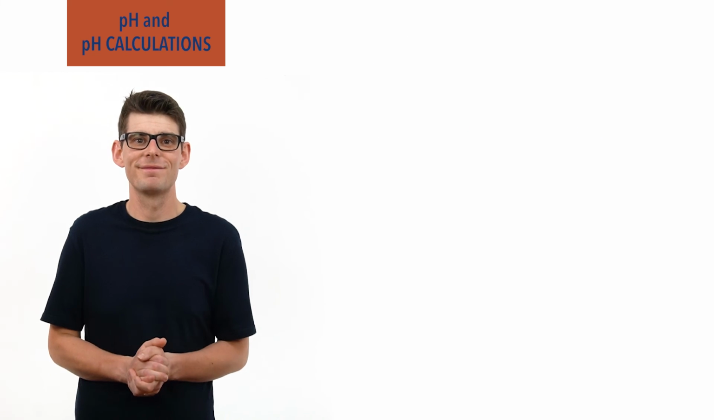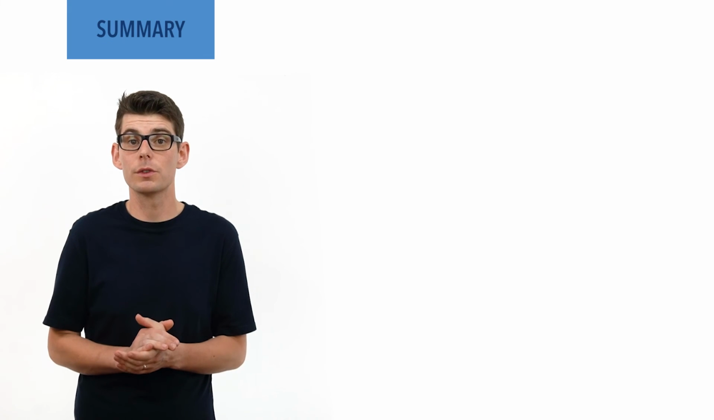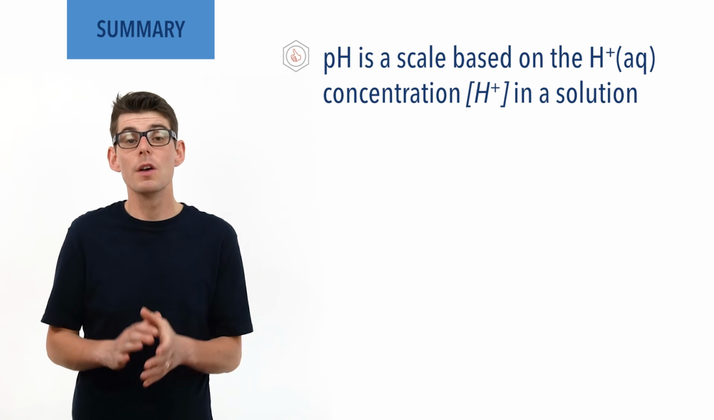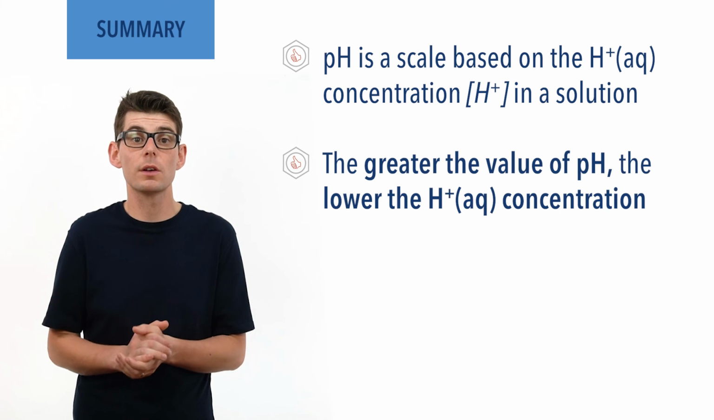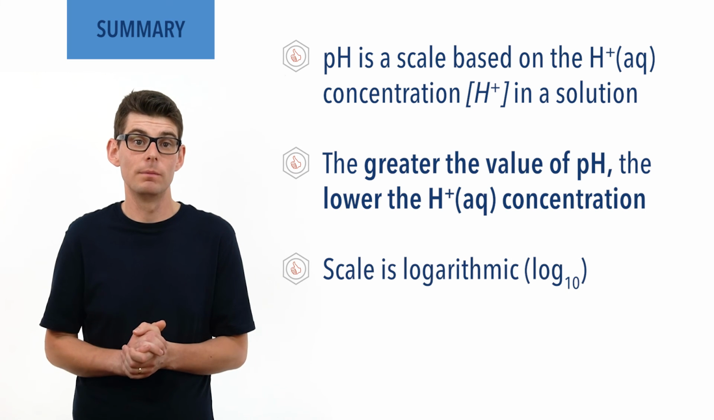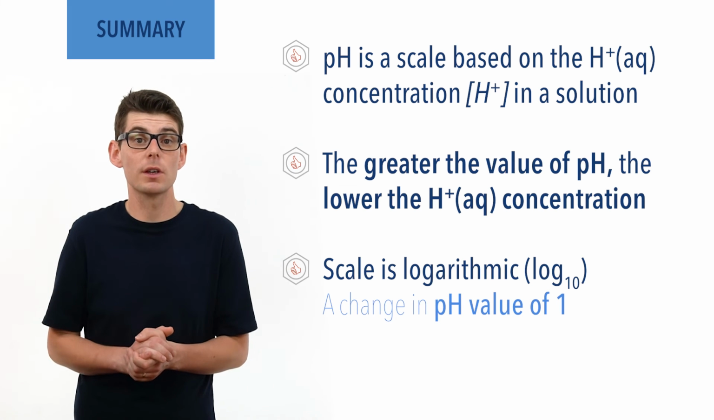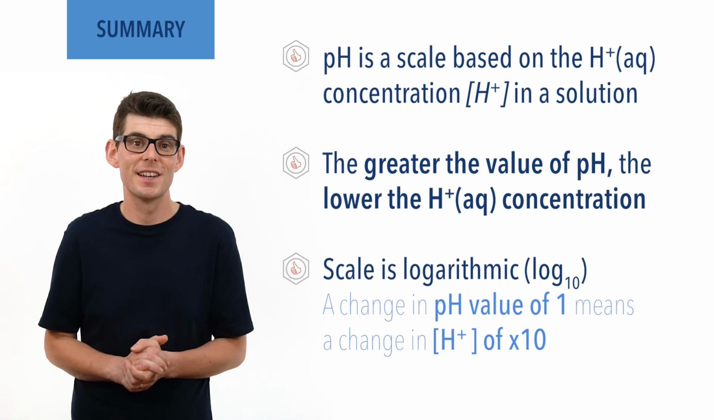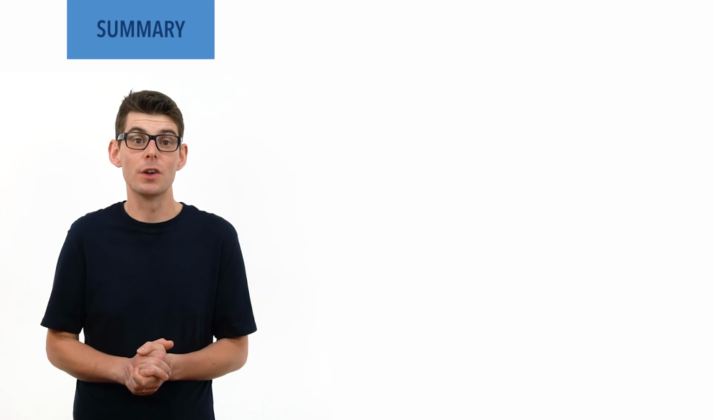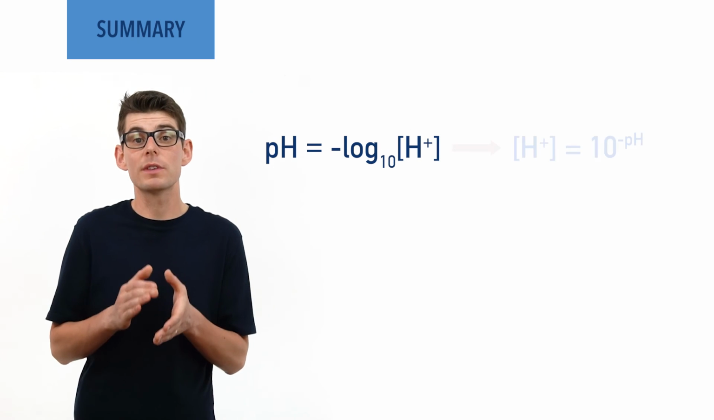So, to summarize, pH is a scale used to represent the concentration of H+ ions in a solution. The greater the value of pH, the smaller the concentration of H+ ions in the solution. The scale is logarithmic to the base 10. This means a change in pH value of 1 represents a change in H+ ion concentration of 10 times. pH can be represented in two ways. pH equals minus log to the base 10 concentration of H+, and concentration of H+ equals 10 to the power minus pH.